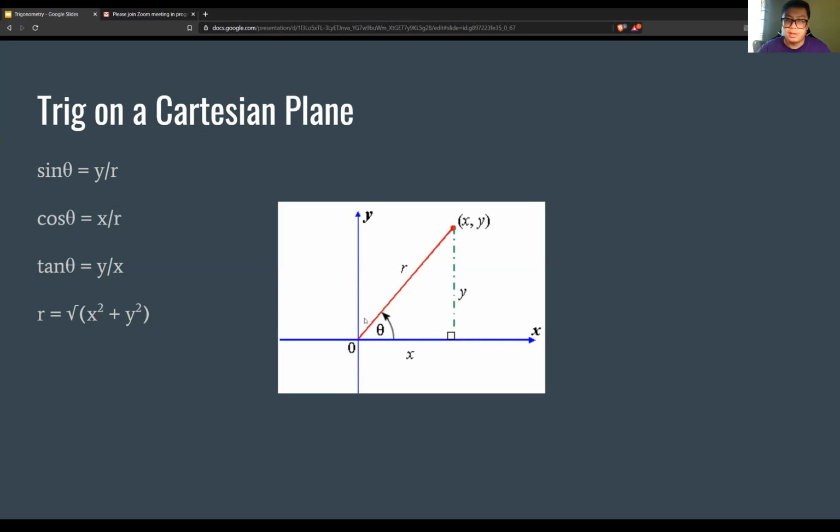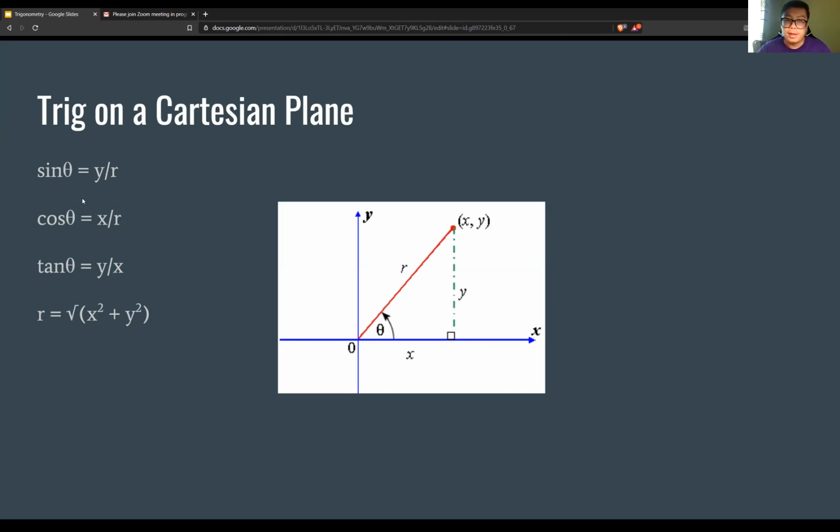This is a Greek letter that mathematicians use to represent an angle as a variable. They usually use theta, not x or y. They use theta to represent angles. And you'll see that a lot in the slideshow as well. But let's look at the trig ratios in this diagram.